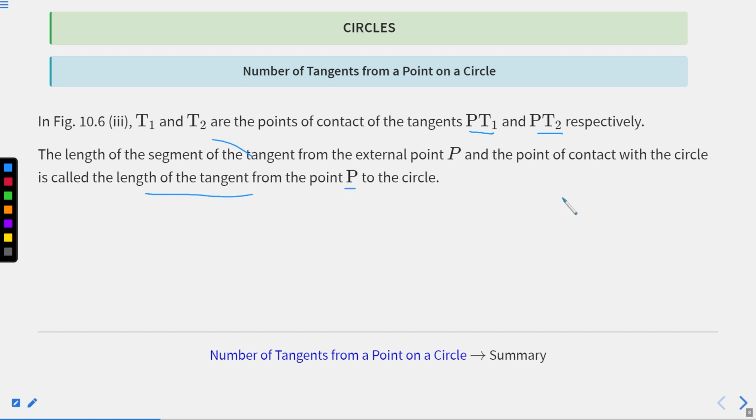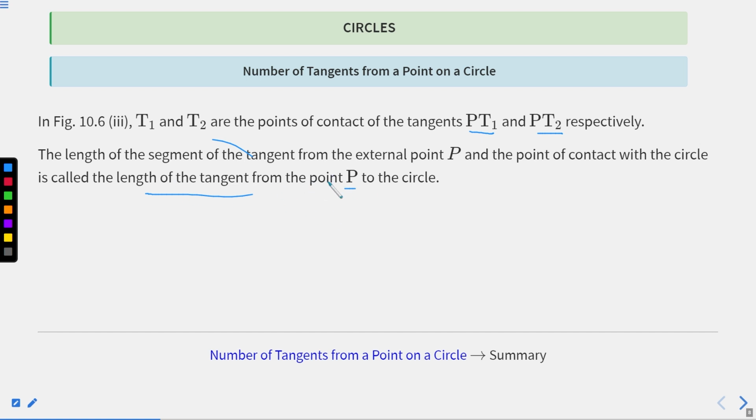Okay, so here we have studied length of the tangent. What is length of the tangent? The length of the segment of the tangent from the external point P and the point of contact T1 and T2 with the circle is called the length of the tangent from the point P to the circle.